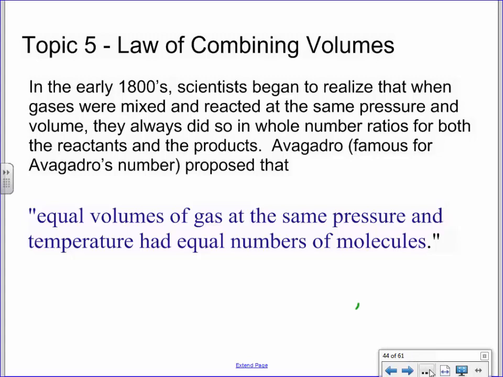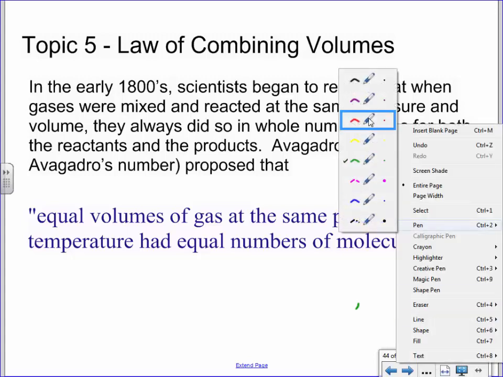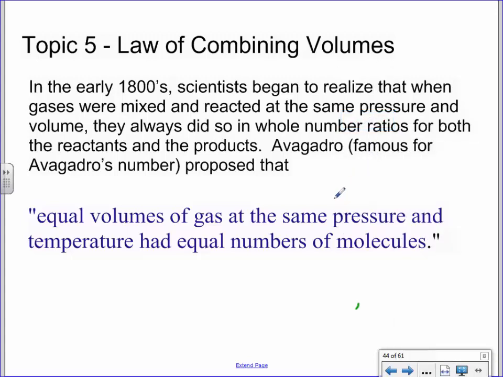He realized that, and this is kind of tough jargon right now, so bear with me for a second. I'll show you it in people words in a second. But he realized that things always mixed in whole number ratios. That was kind of what he discovered. Here is what he wrote down in his paper. This is the quote I pulled here. He said that equal volumes of gas at the same pressure and same temperature had equal numbers of molecules.